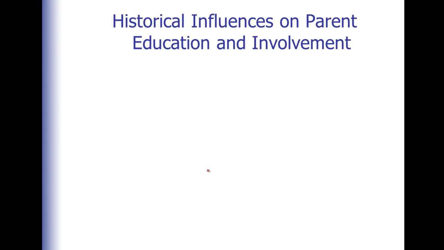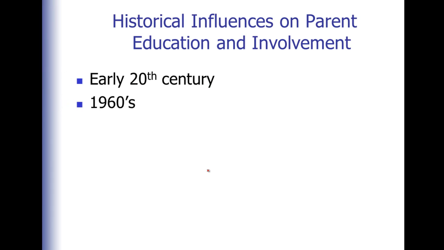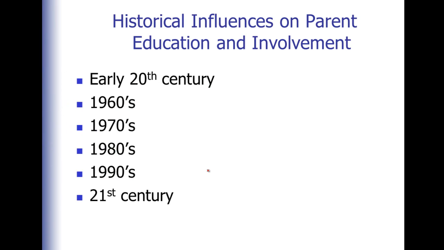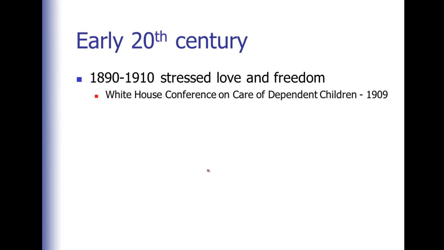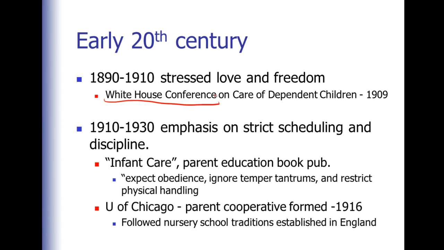Then this historical influence on parent education involvement. Well, early in the 20th century, like in the 60s, 70s, now these are the eras that we're going to study. First of all, the Love and Freedom had this White House conference on the care of dependent children. And again, you know my attitude here, that the federal government, you think that the federal government is going to talk about how to take care of children. It's just so interesting to me that the feds would get involved in this, that it wouldn't come down to more of a local level.